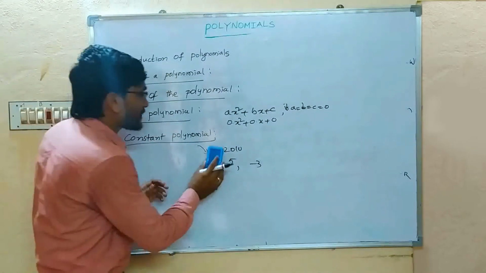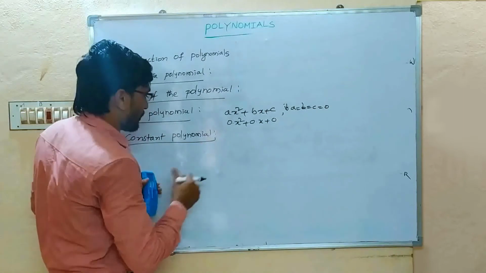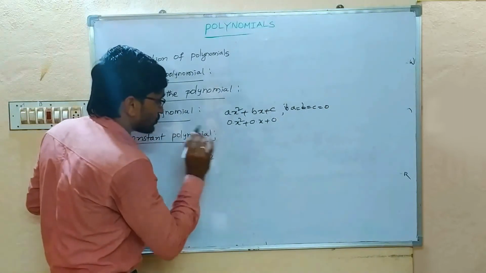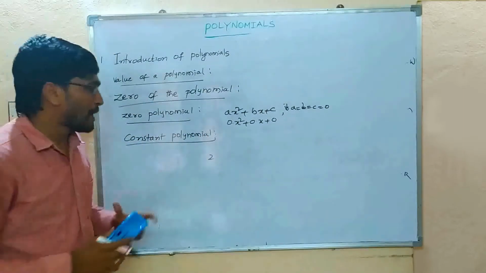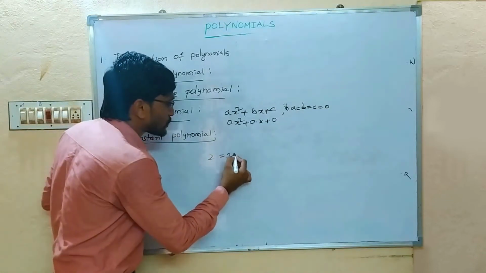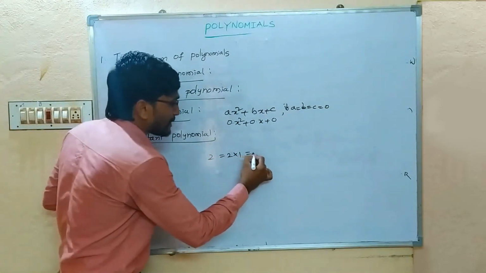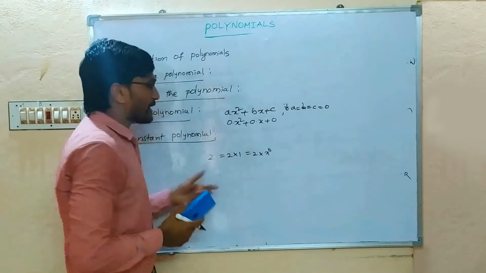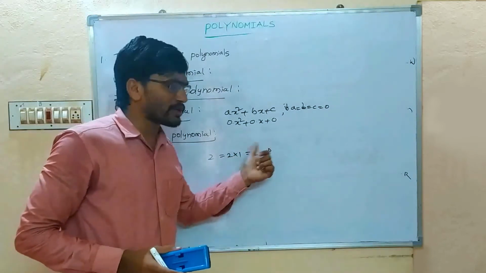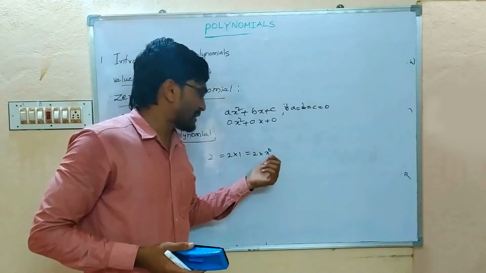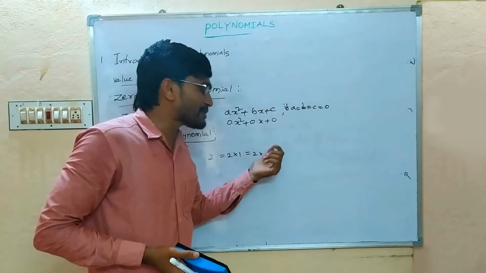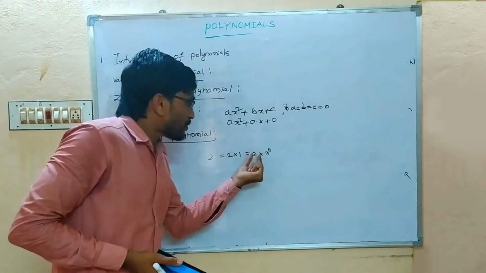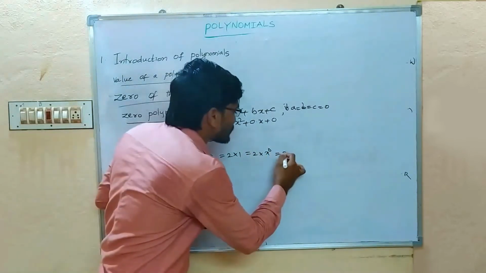First I want to tell the degree of a constant polynomial. Consider 2. 2 is a constant polynomial. I want to write 2 as 2 into 1, and 1 can be written as a variable to the power 0. X power 0 is nothing but 1, Y power 0 is nothing but 1, 3 power 0, t power 0, all are 1s. So it can be written as 2 into x power 0.